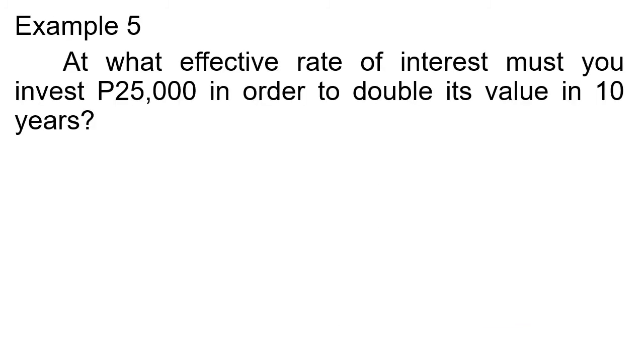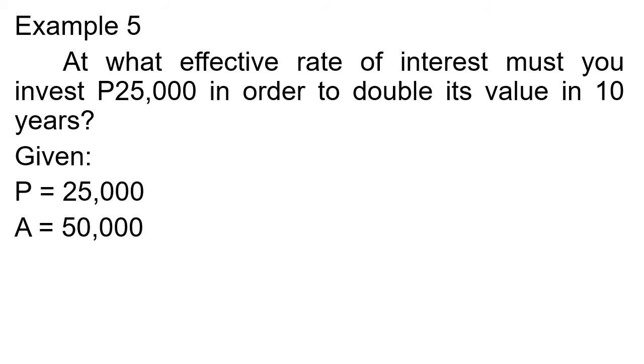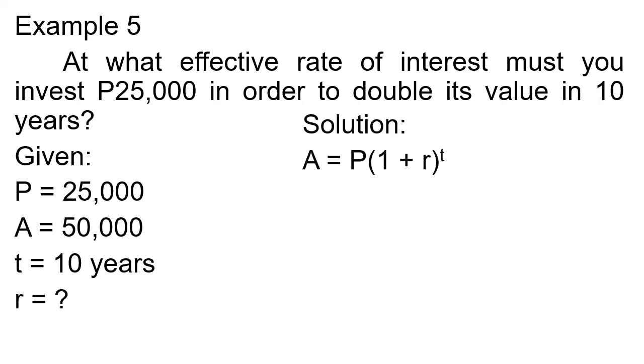Example 5. At what effective rate of interest must you invest 25,000 pesos in order to double its value in 10 years? So analyze the problem. You have to double the value in 10 years. If the principal amount is 25,000 pesos, the future value or the accumulated amount is 50,000 pesos because you have to double it. So twice 25,000 is 50,000, times 10 years. R is the percent, so we'll be solving for R.